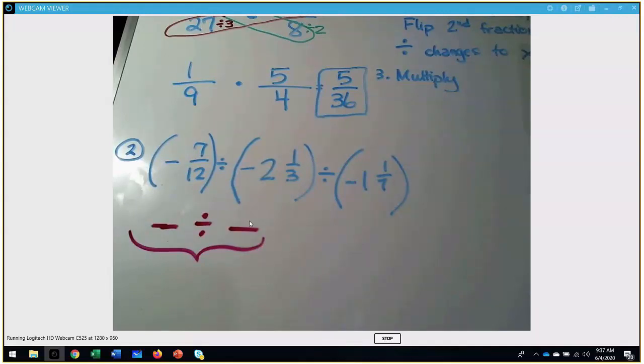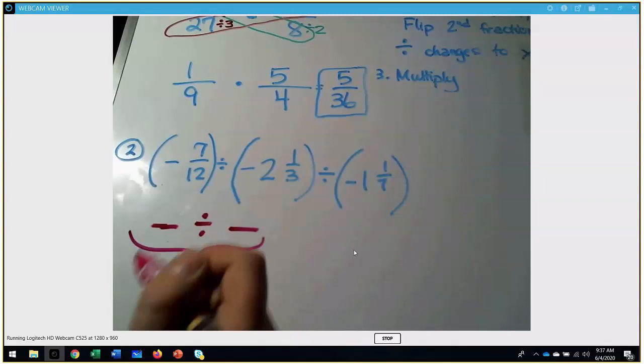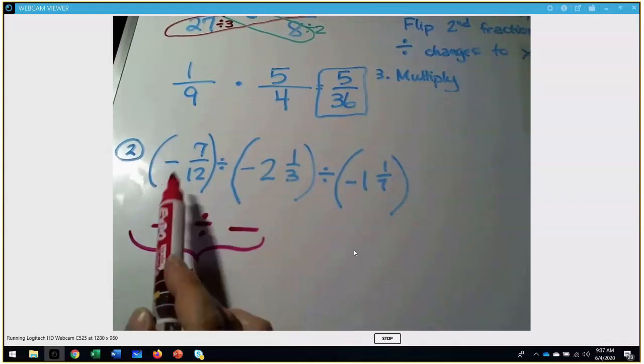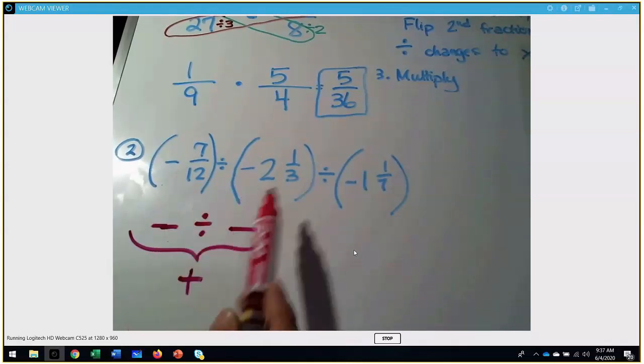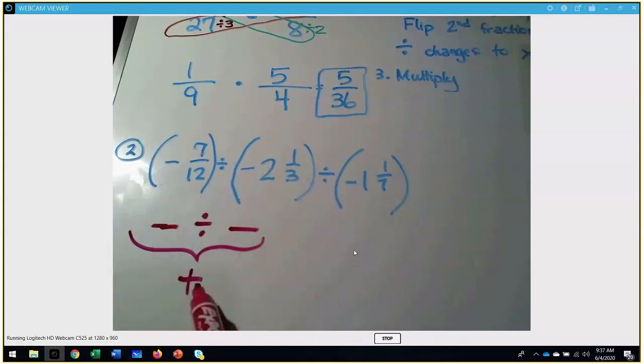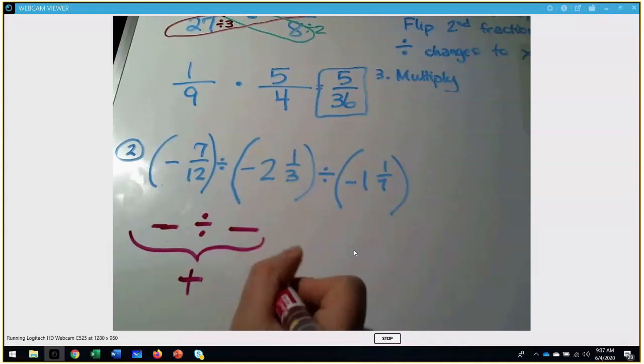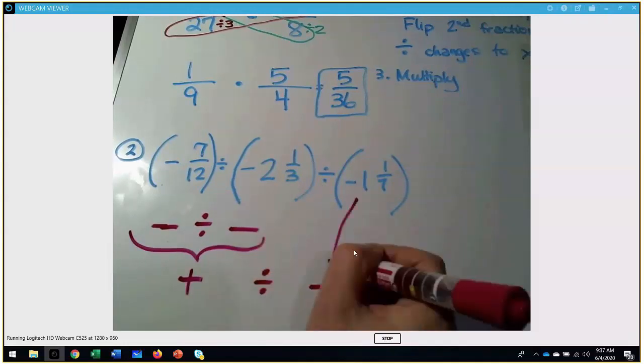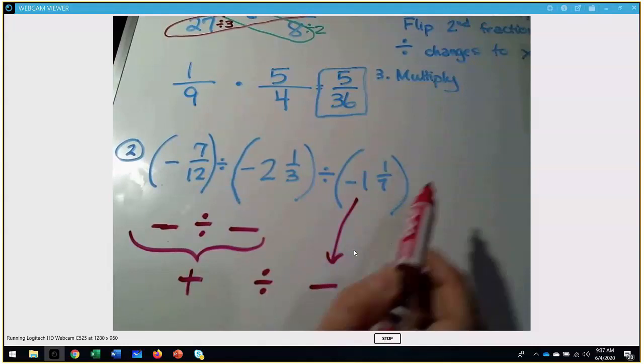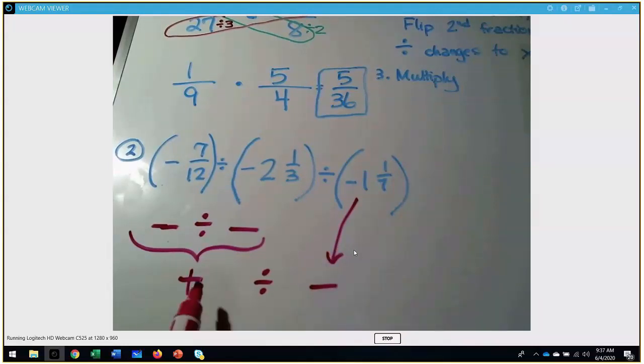Anyone? What, you asked a question? Yeah, it'd make it positive. It'd be positive. So these two are going to be positive, and then this together here divided by another negative. What's this final answer going to be once we're all done? Positive divided by a negative. It's going to be negative.